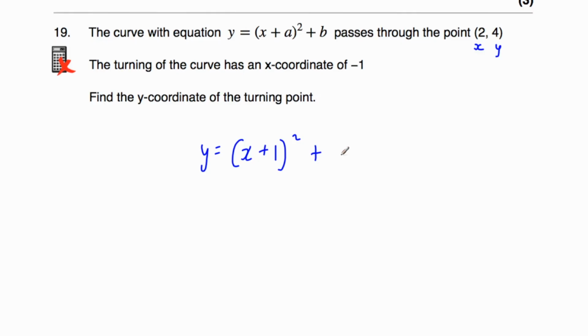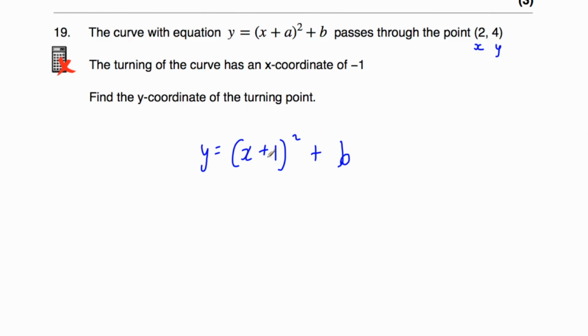And then we would have plus b. And the question says find the y coordinate of the turning point. So really what we need to do is figure out what b is, because if we can figure out what b is, that would tell us we translate 1 square to the left, and b would then either move the quadratic graph upwards or downwards, and whatever the value for b is would be how much up or down, and that would be the y coordinate of the turning point. So really what we need to do is find out what b is.